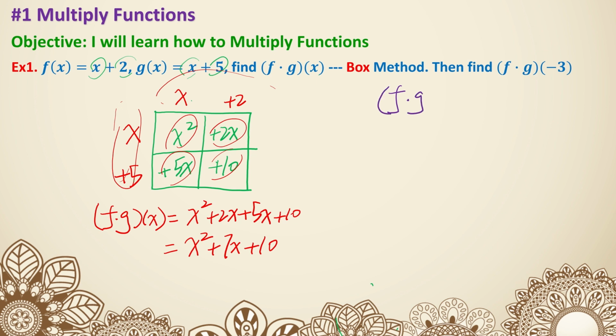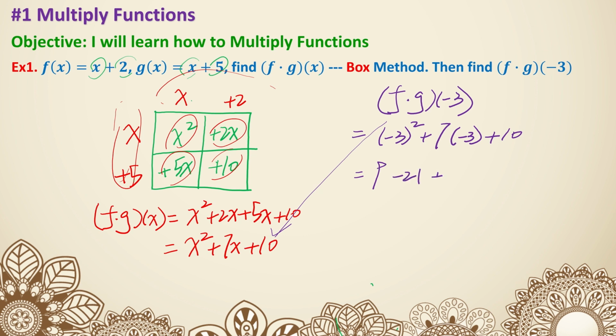F times g of negative 3. Still, again, two different methods. You can either plug into the function that we already got since we have just calculated f times g. It's going to be -3 squared plus 7 times -3 plus 10. That is going to be positive 9 minus 21 plus 10, so it's a -2.